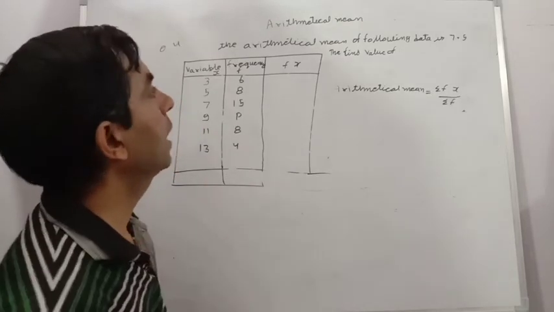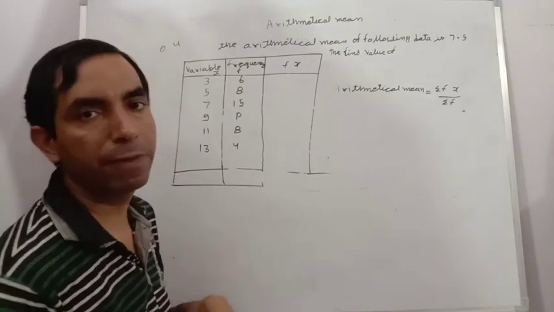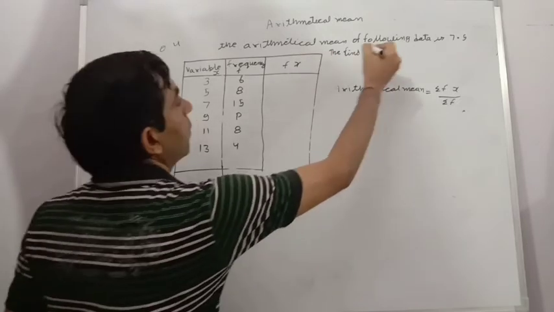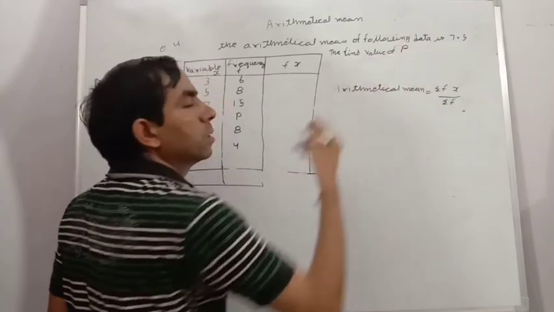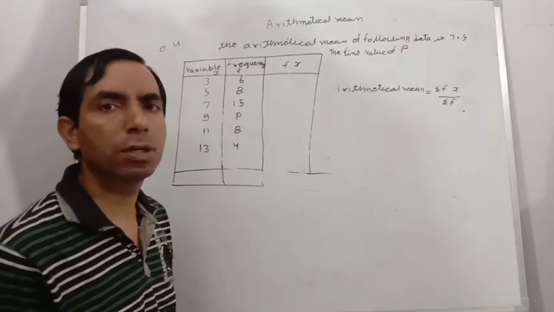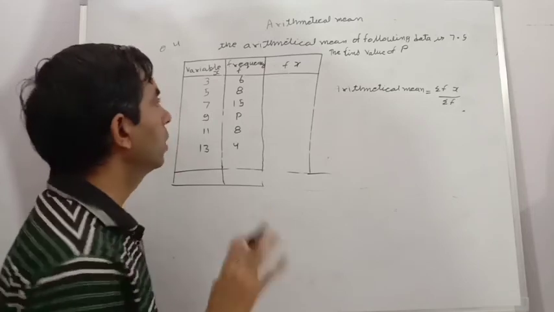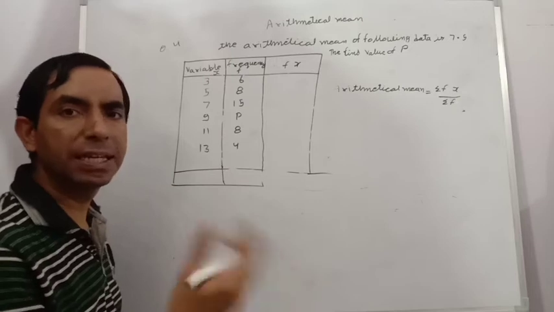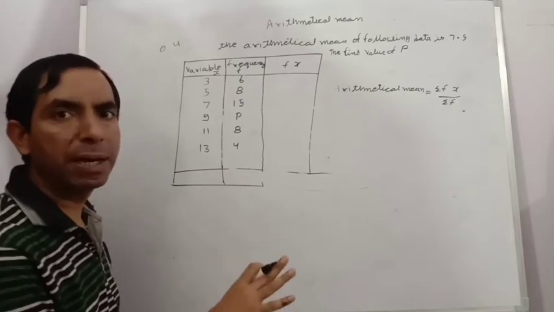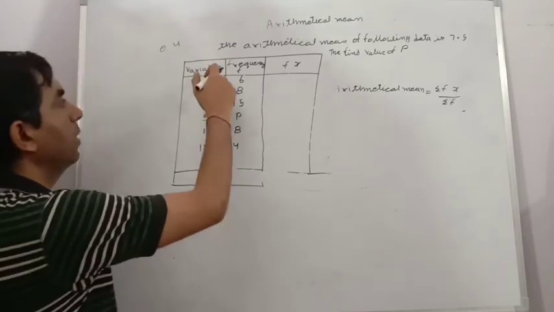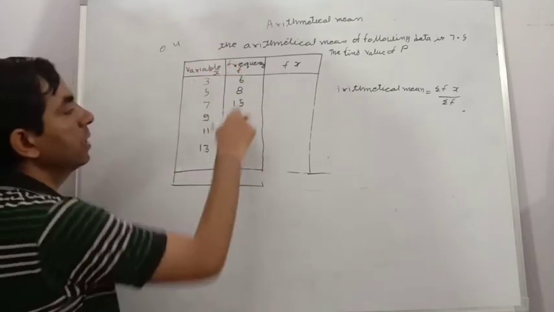Here we are given that the arithmetic mean of the following data is 7.5, and we need to find the value of p. The alphabet can represent any letter: A, B, C, D, E, F, G. It does not change the answer. So do not take any tension if the alphabet is K, P, A, B, C, anything. If the alphabet is not given, then suppose it is A, B, C, D. So here we have the variable X and frequency F.